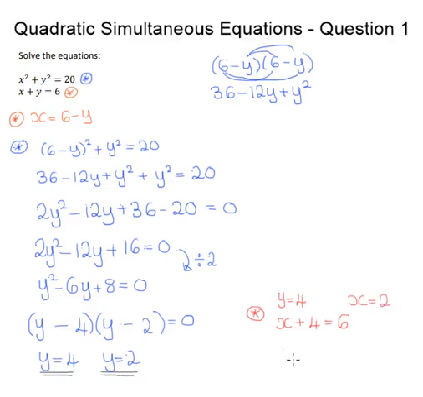Okay, and similarly, when y is 2, I'm going to have x plus 2 equals 6, which implies that x is going to equal 4. Sorry, 4. Okay, so what that means is I have a final solution of x is 2 when y is 4, so we've got 2 and 4. And lastly, my solution of x is 4 and y is 2. Okay, so these are my solutions to this quadratic equation.